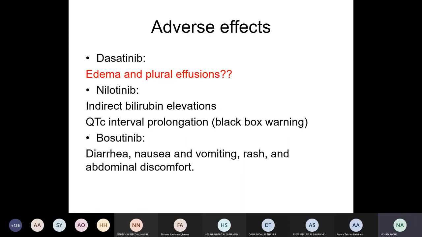Bosutinib, as we said, we consider it salvage therapy. It comes after dasatinib and nilotinib. It can cause GI toxicity, commonly rash and abdominal discomfort. The efficacy response with it is relatively less than dasatinib and nilotinib.